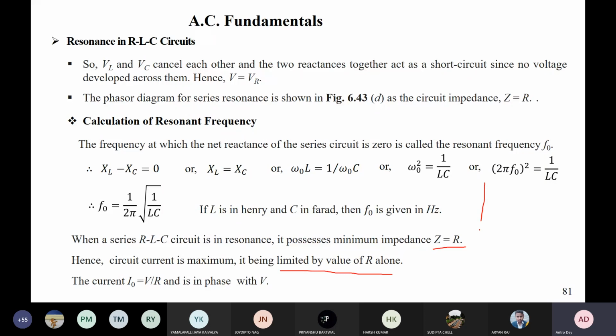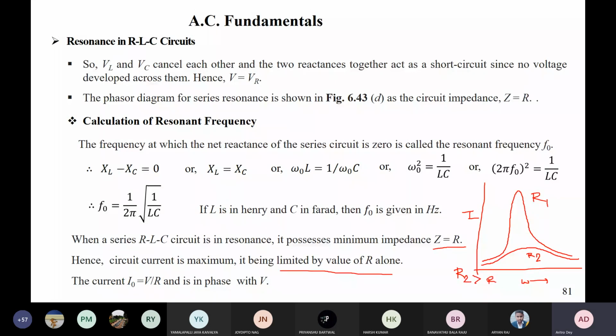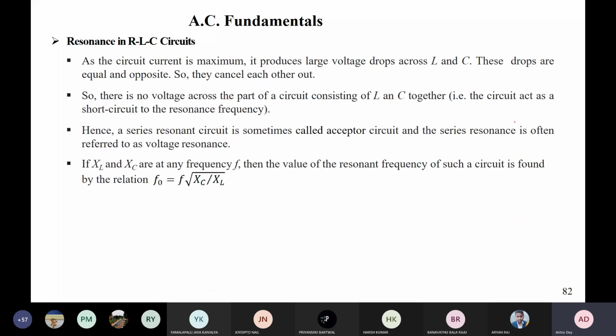So if resistance is small, then you will get a plot like this with frequency. If this is omega, if this is I, and if resistance is high, these things will be flat. So it will look like this. So if this is for R1 and this is for R2, then just looking at the plot, we can say R2 is much higher than R1. And theoretically, if you take R to be 0, then this will look like this, I mean infinite, which never happens because wires always have some resistance.